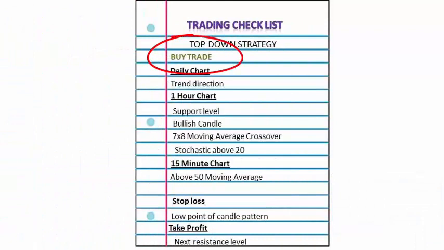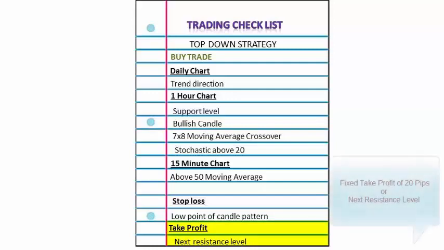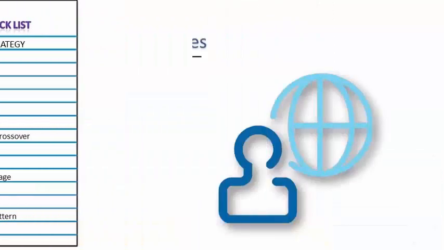Let's now look at our buy trade checklist. Again, always look for trend direction on the longer term time frames, and here we will look at the daily chart. Then move over to the hourly chart to find support. Stochastic needs to be in an oversold position. On the 15-minute time frame, we want to see the market close above the 50 moving average. Your stop loss will go just below the support level at the low end of your candle formation. And your take profit target can be any of the following options. Either a fixed take profit target, or you can take your profit at the next resistance level.